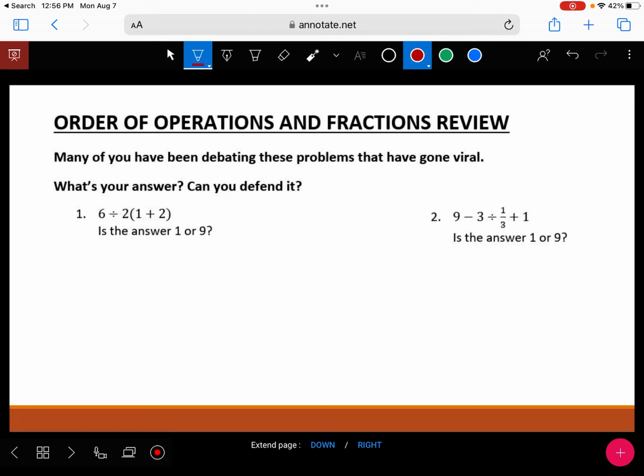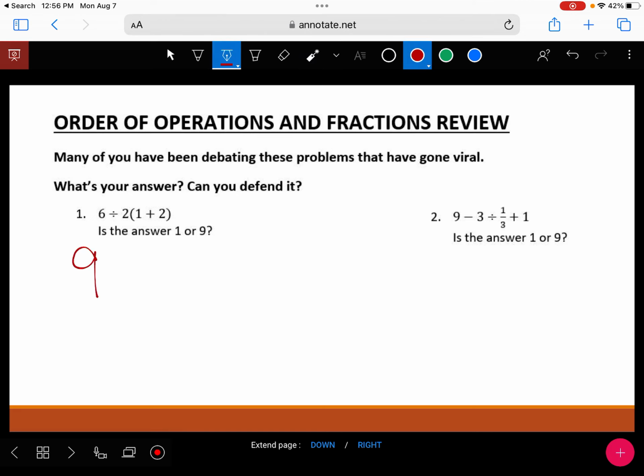What do you think the answer is to the first one? Would you pick 1 or 9? Raise your hand if you would say 1. Who would say 9? In the front of the room. So 9.